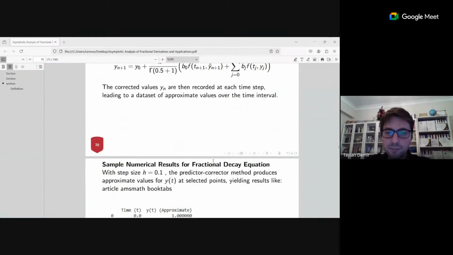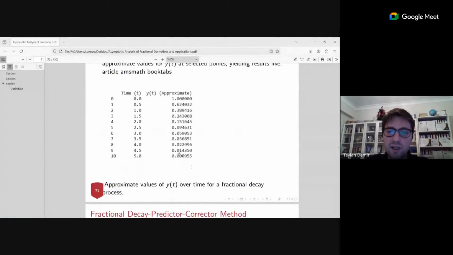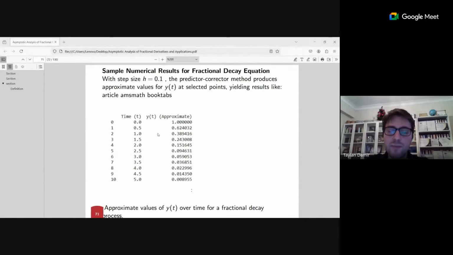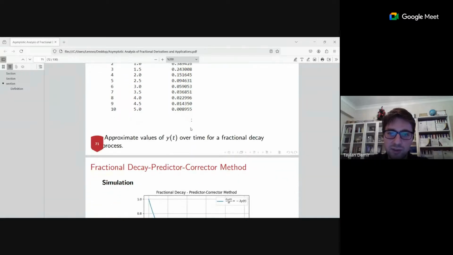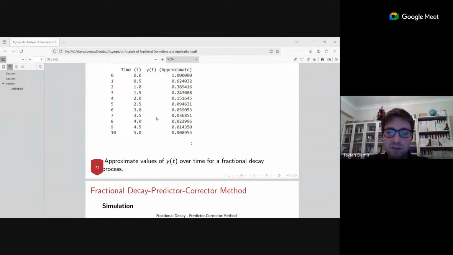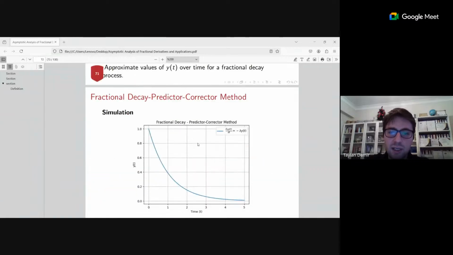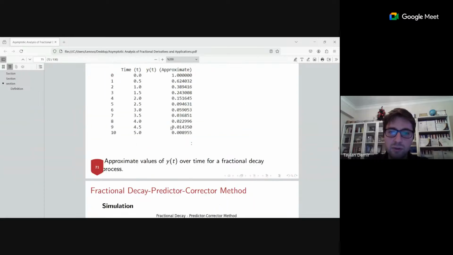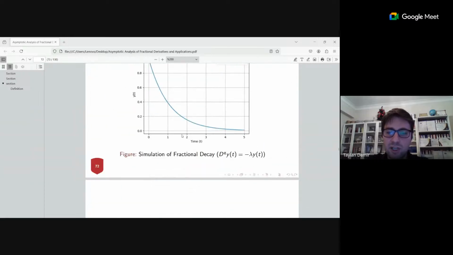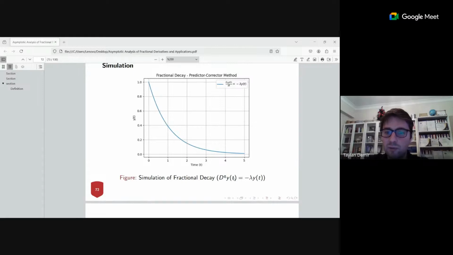And our numerical results were calculated with a Python program. If we assume that h equals 0.1, our approximation is here according to time, with the y of t function in the corrector predictor step. And this is the fractional decay process model. And this is the fractional decay predictor-corrector method according to the step. This is the simulation of the d power q y of t function equal minus lambda y of t function.